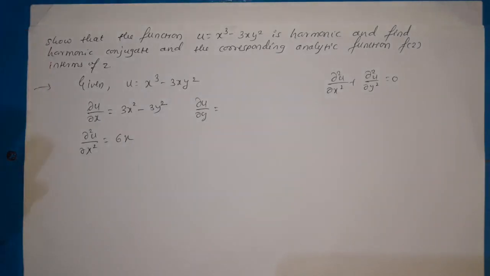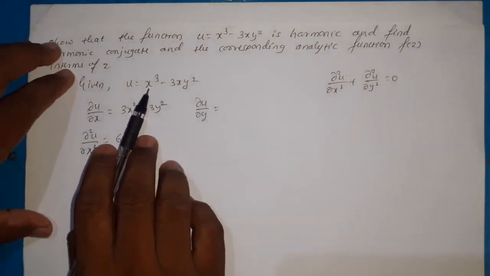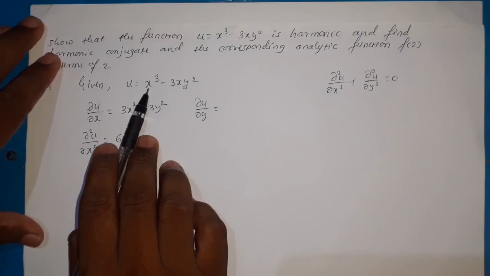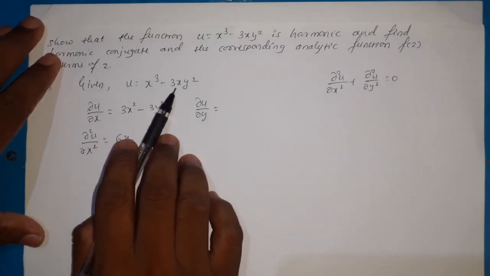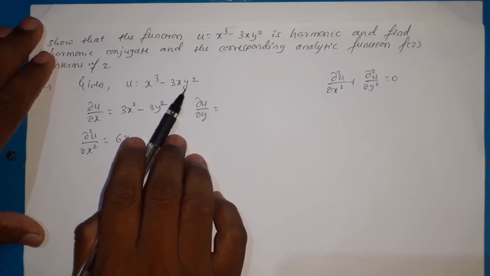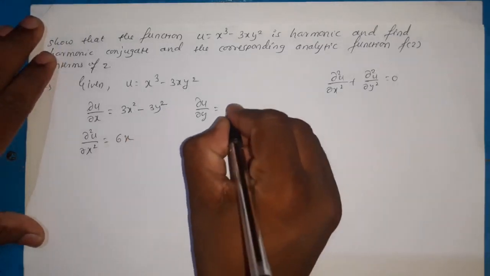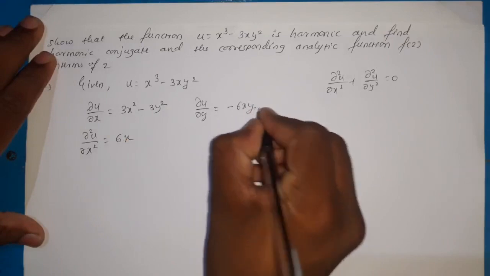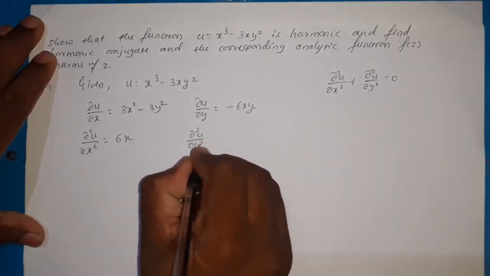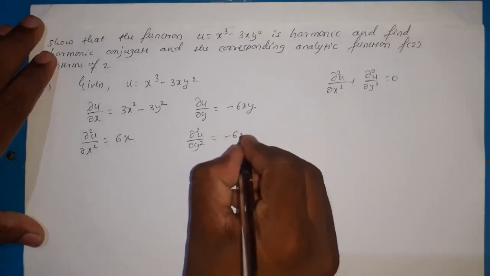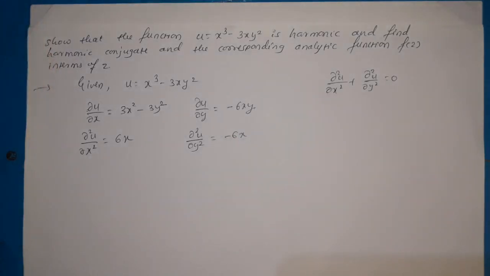So ∂u/∂y is, now it is x cube and its derivative is 0, and minus 3xy square is there. So its derivative with respect to y is given by minus 6xy. Then ∂²u/∂y² is minus 6x.